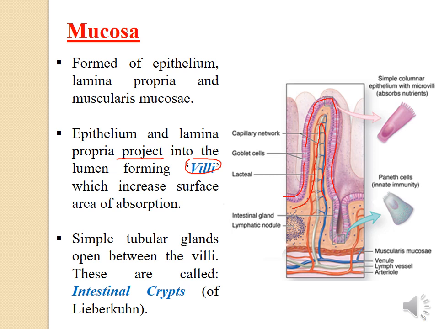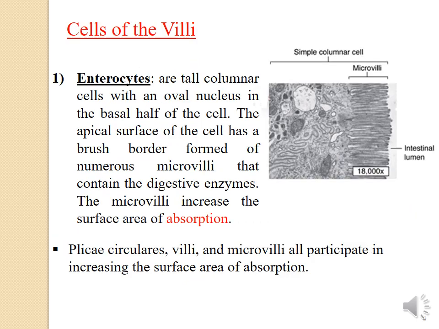Between the villi, we have simple tubular glands. These open between the villi, and these glands are called the intestinal glands, intestinal crypts, or the crypts of Lieberkühn, an old name, crypts of Lieberkühn, the intestinal glands or intestinal crypts. So what are the cells of the villi? What cells do we find in the intestinal villi? We have two types of cells, enterocytes and goblet cells.